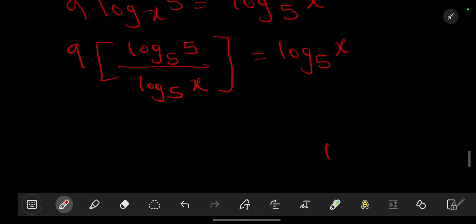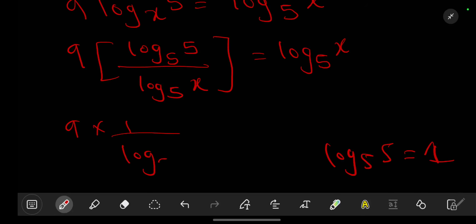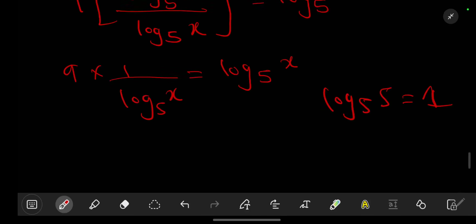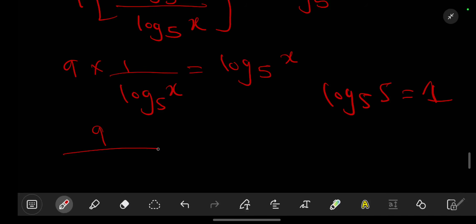Then this is going to give us, we know that the log of 5 is equal to 1. So we are going to have 9 times 1 over the log base 5 of x, which should be equal to the log of base 5 of x. So we have 9 over the log base 5 of x should be equal to the log base 5 of x like that.